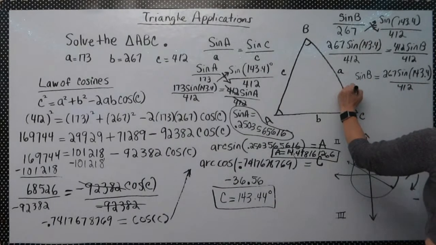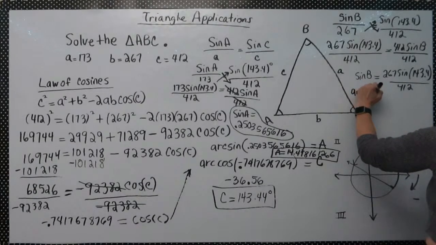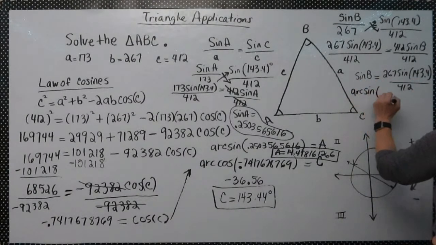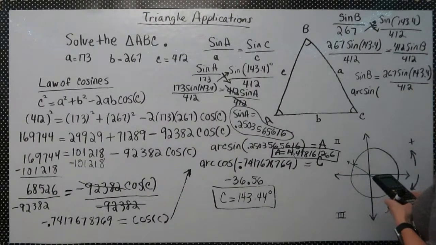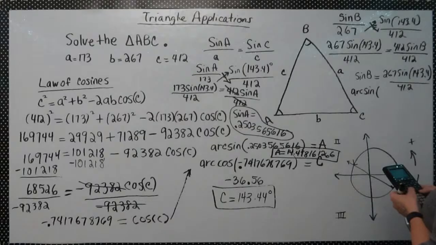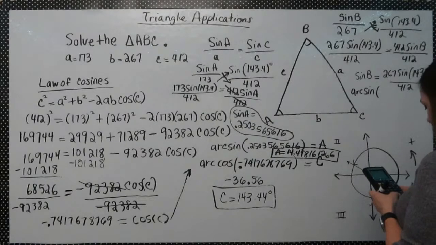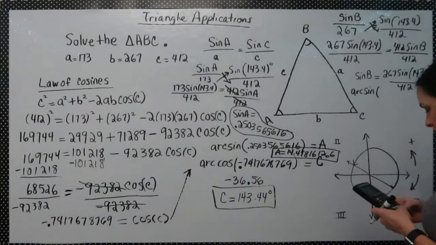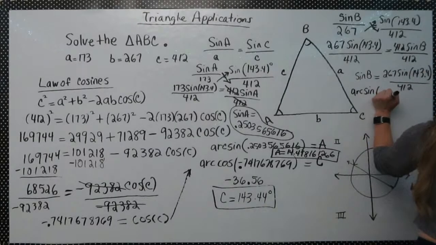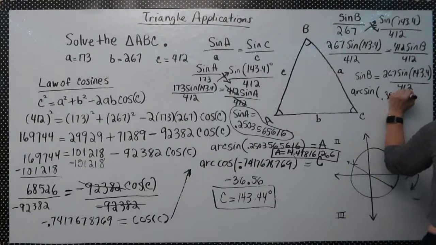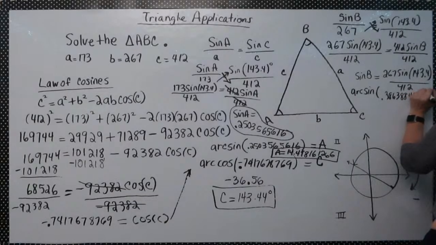And then we've got that arc sine. And I'm going to figure out the decimal of this, and we're almost finished. So 267 times the sine of 143.4 divided by 412 equals 0.3863884505. And then that's going to equal B.